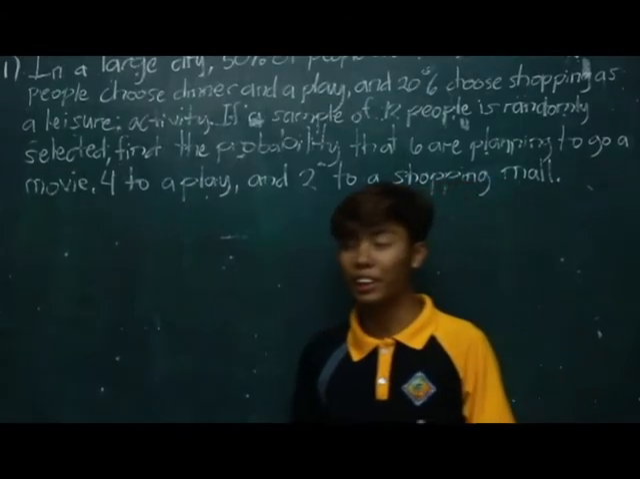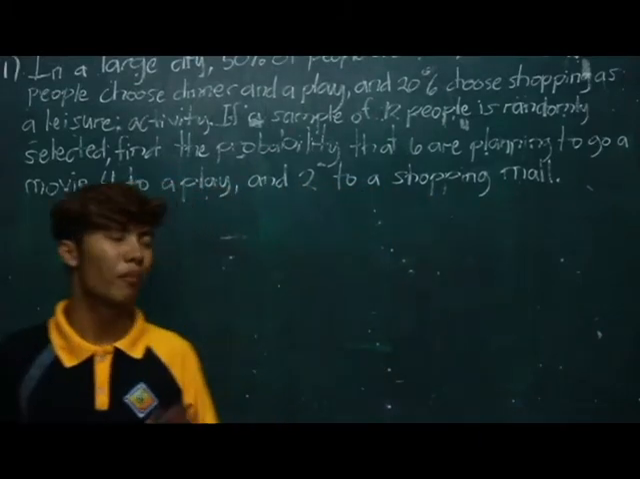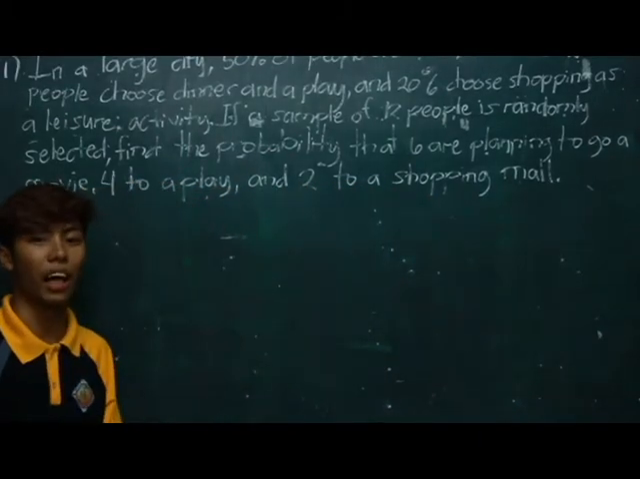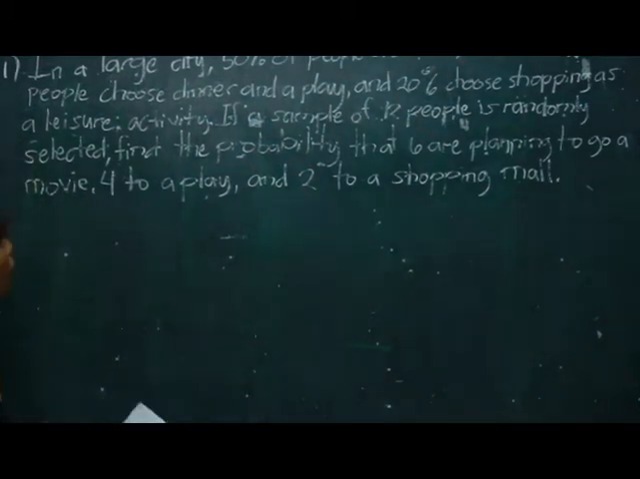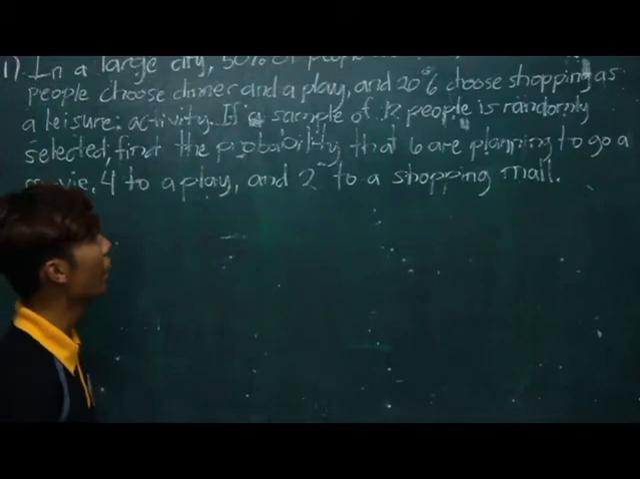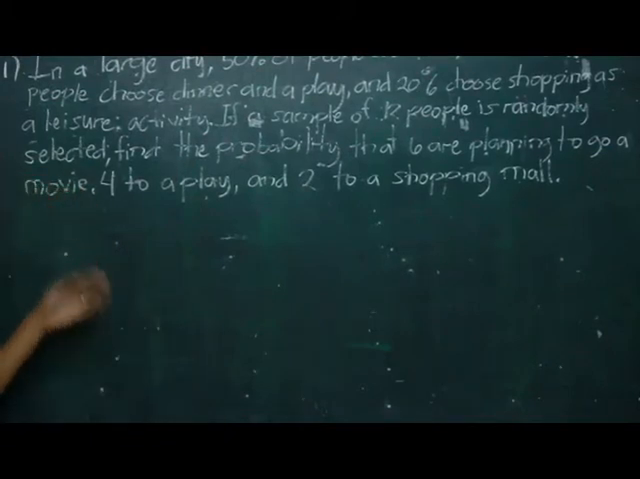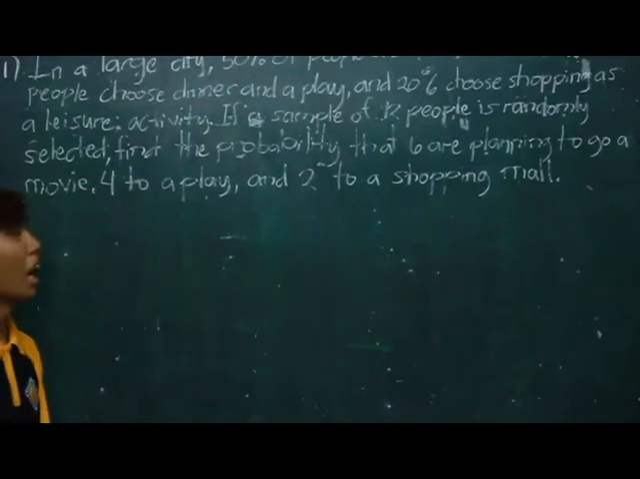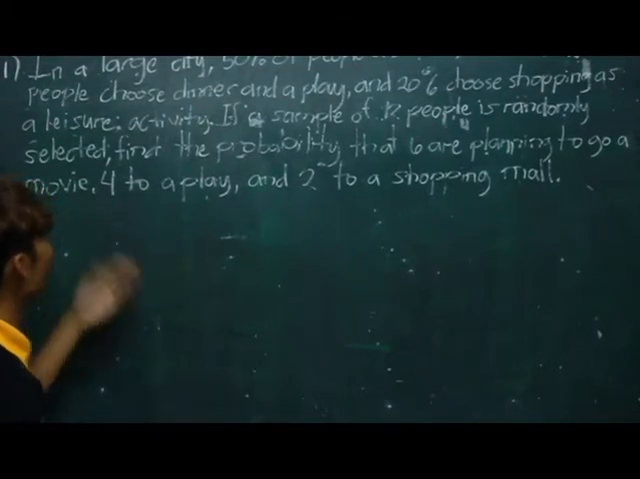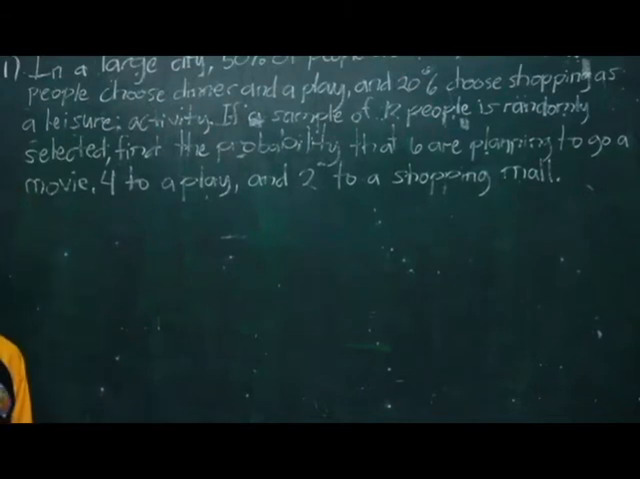In our previous video, we explained how the multinomial distribution and its formula work. So now there's an example. In a large city, 50% of people choose a movie, 30% choose dinner and a play, and 20% choose shopping as a leisure activity. If a sample of 12 people is randomly selected, find the probability that 6 are planning to go to a movie, 4 to a play, and 2 to a shopping mall.